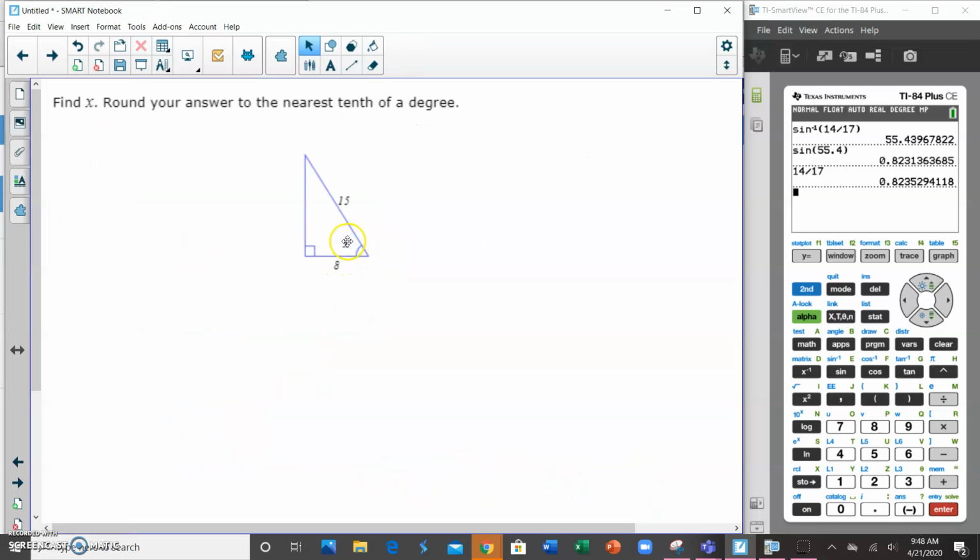Okay, so for this one, here's my angle. And what do I have? I have the adjacent, which is 8, and I have the hypotenuse, which is 15. So what trig function is adjacent and hypotenuse? Well, that is cosine. All right, so once again, I can set up my trig equation.